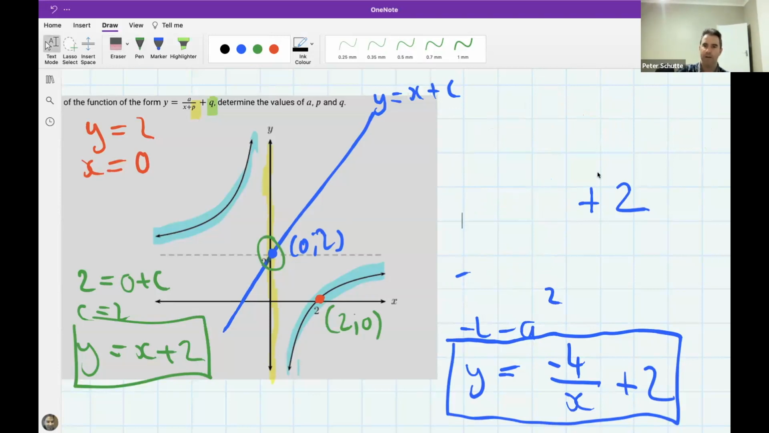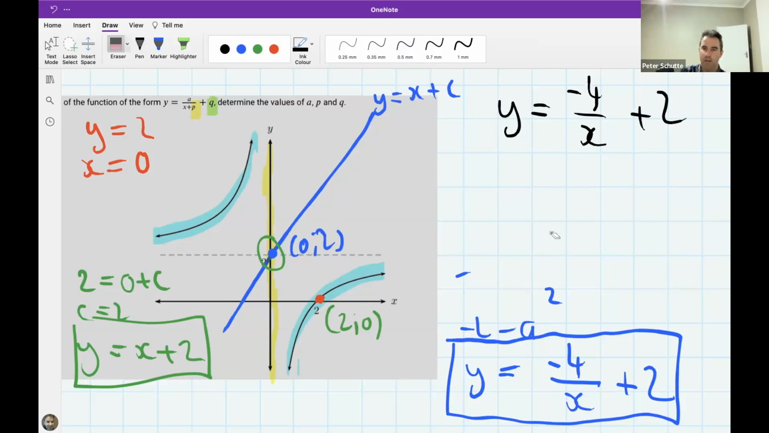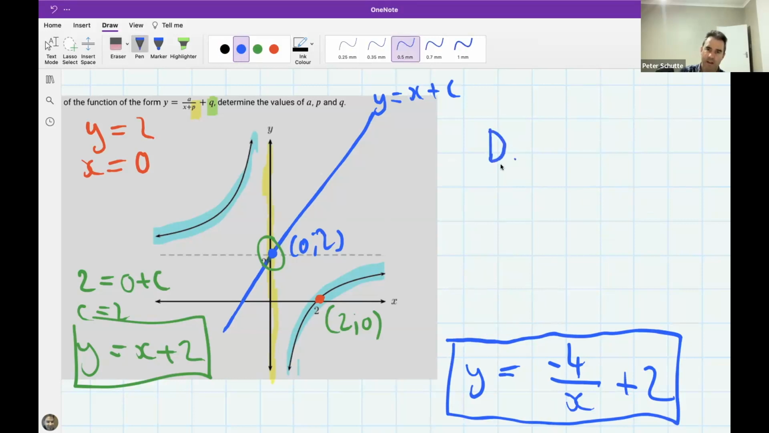Or did I just wipe it out? Let me undo that so that we can go back. Oh, it's not coming back. So I gave you this hyperbola, which was y equals minus 4 over x plus 2. What is the domain and what is the range of this hyperbola? So domain, what is the range?